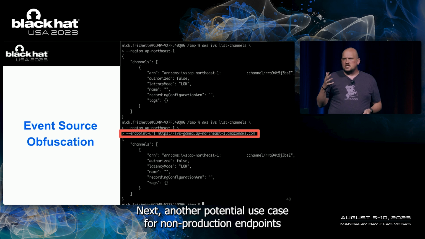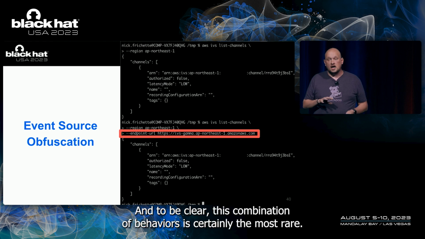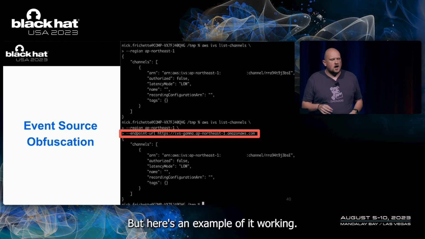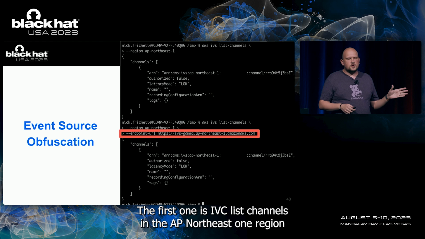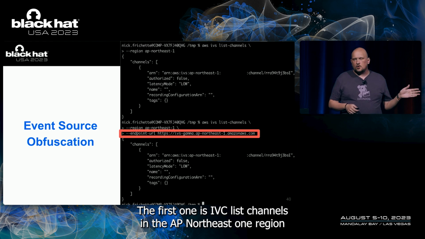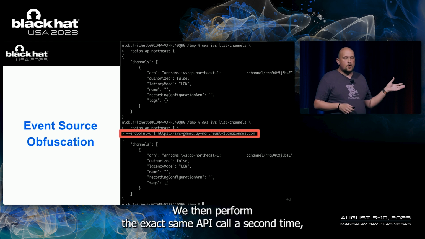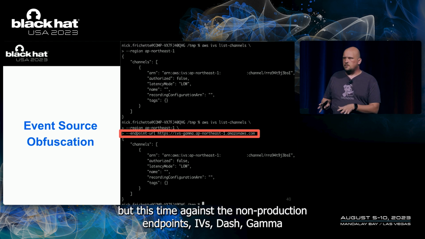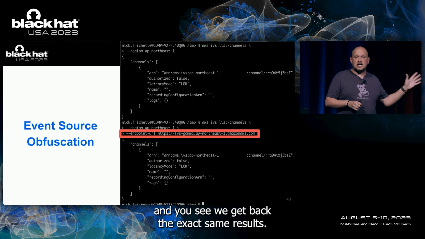Next, another potential use case for non-production endpoints is something I've been loosely referring to as event source obfuscation. And to be clear, this combination of behaviors is certainly the most rare. But here's an example of it working. For our demo, we have a very similar setup to what we did before. We're performing 2 API calls. The first one is IVS list channels in the AP Northeast 1 region. And you see, we get a channel because there is one in that region. We then perform the exact same API call a second time, but this time against the non-production endpoint IVS-gamma. And you see, we get back the exact same result.